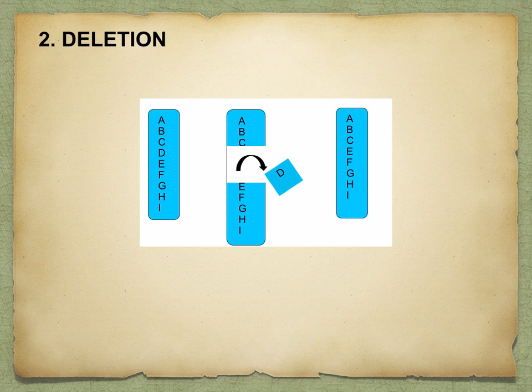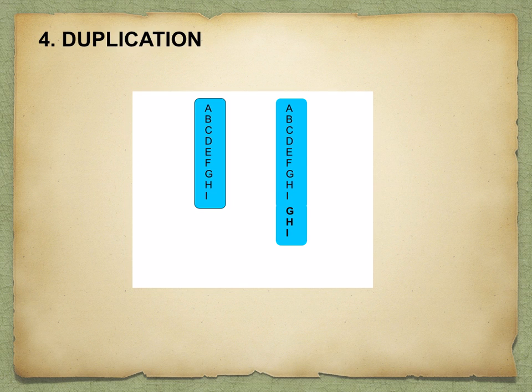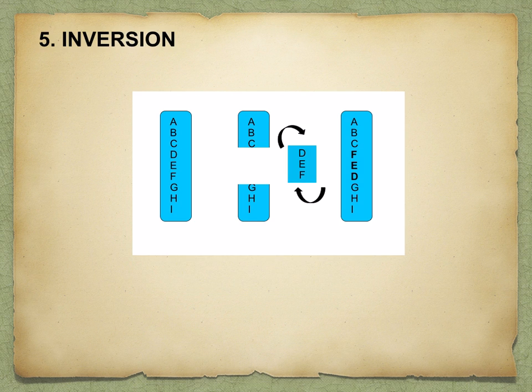Okay, deletion, this is when one or more bases are lost from the DNA sequence. Substitution, the nucleotide base is substituted for another base. As you can see here, the letter E has replaced the letter C. Duplication, this is when a section of DNA has been duplicated. And then inversion, this is when a section of DNA has been inverted, so the base sequences appear to be swapped around.